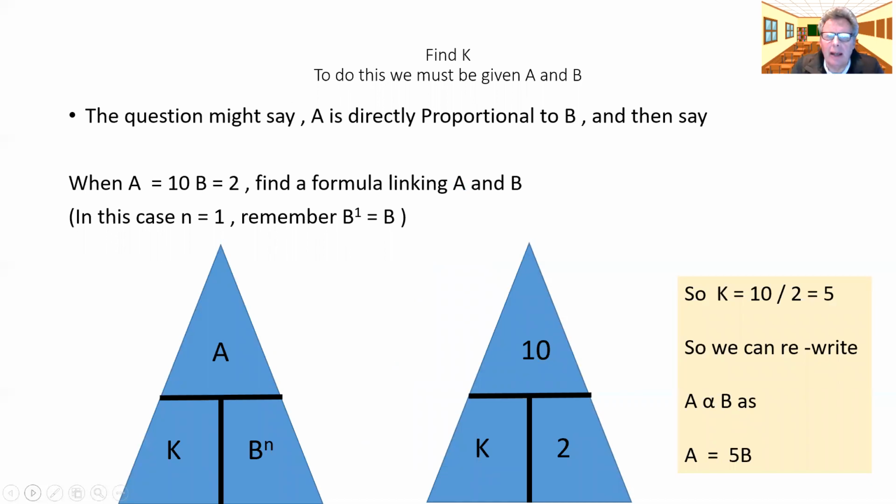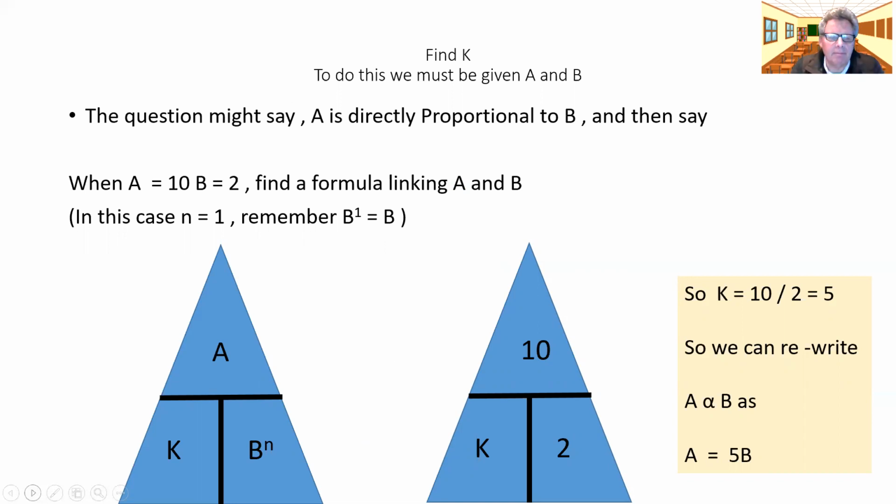Let's see how we use it now. So to find K, we must be given A and B. So in every question, it'll say what they are. So the question might say A is directly proportional to B. And so in this case, N is 1. And then it will say when A is 10, B is 2. So if the question's like this, we can just put 2 and 10 in our magic triangle and find K. Once we found K, we can then come up with a formula and say, well, look, A equals 5 times B.